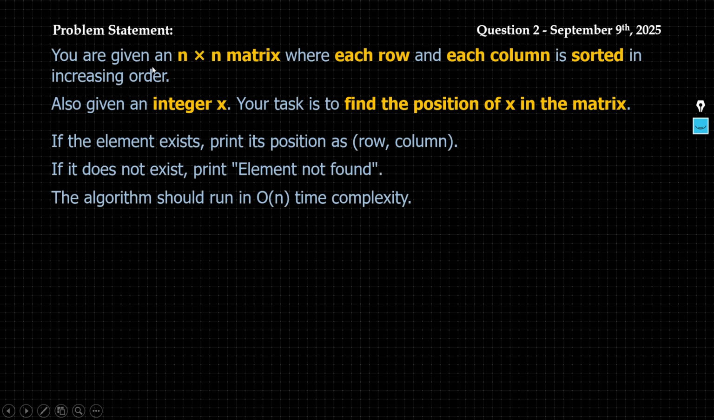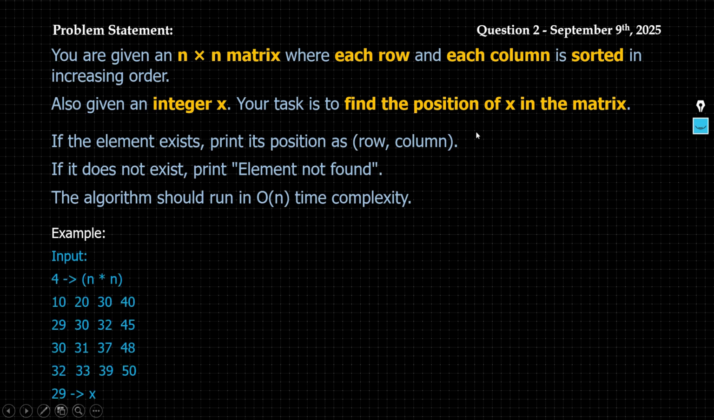Here you are given an n cross n matrix where each row and each column is sorted in increasing order. Also, given an integer x, your task is to find the position of x in the matrix. Basically, we have a 2D array that is n cross n, in which each row and each column is sorted. Let's see the example.